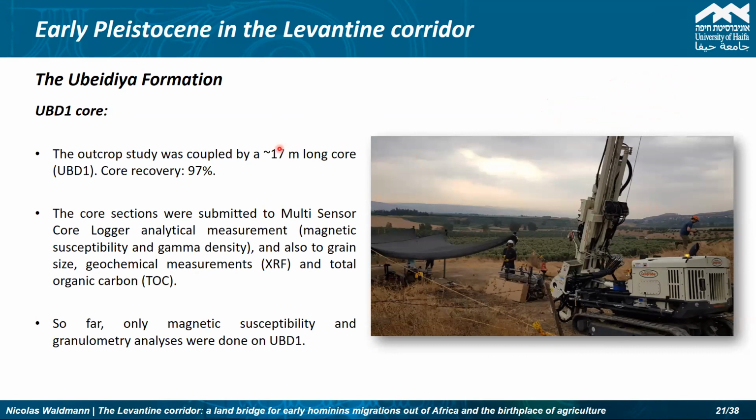The outcrop study was coupled with a 17-meter long core with a core recovery of 97%, which is pretty good. It was done by GeoPro. The core sections were submitted to multi-sensor core logger analytical measurements, and we have measured mainly magnetic susceptibility and gamma density, but also physical properties such as grain size, geochemical measurements using XRF, and total organic carbon, among others. So far, we dealt with magnetic susceptibility and granulometry, but we're still doing our work in this project.